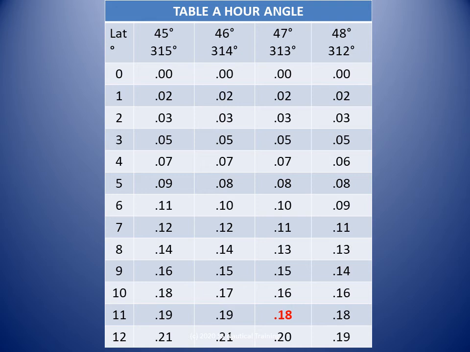The A table is entered with the LHA and the latitude. For our angle, 313 degrees, and latitude, 11 degrees, the table value, 0.18, is noted.